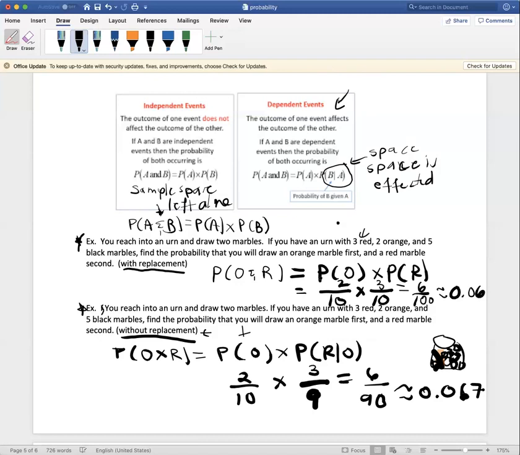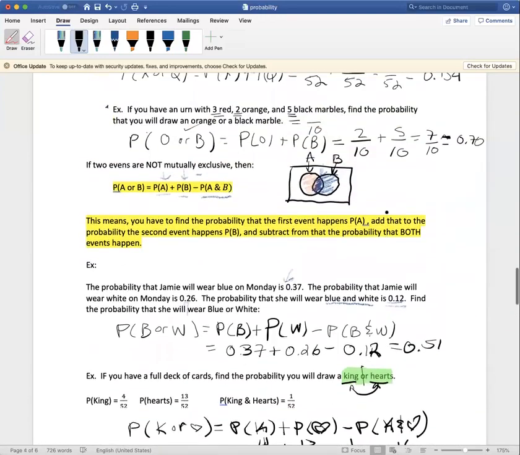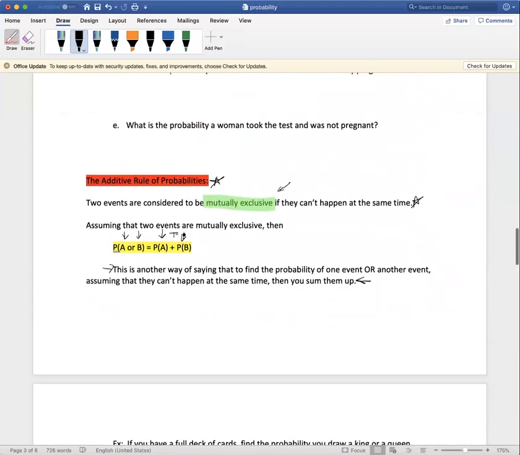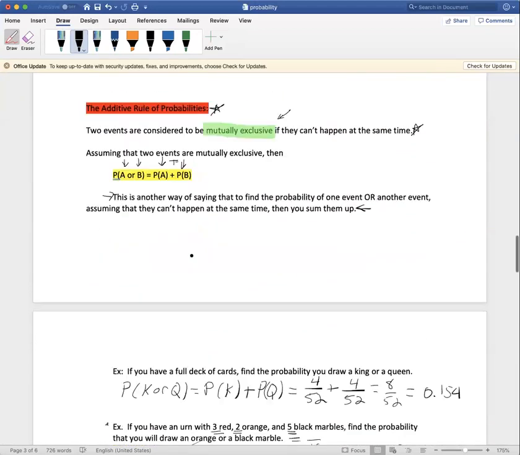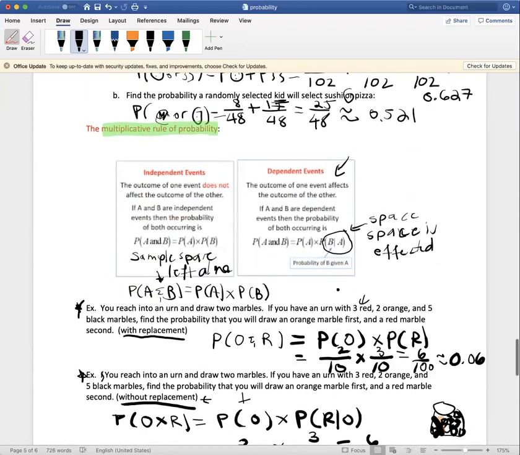And that's it for the additive rule of probability and the multiplicative rule of probability. What I want you to remember is, most of the times when you hear the word or, we're dealing with the additive property. And when you hear the word and, we're dealing with the multiplicative property.